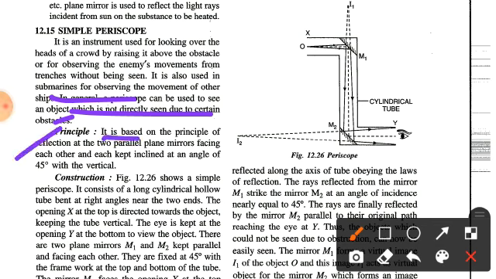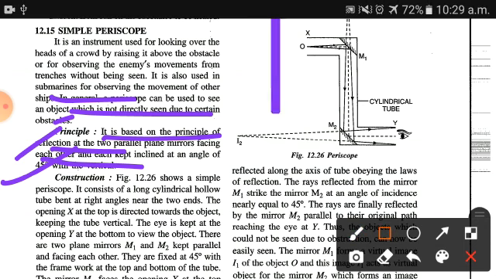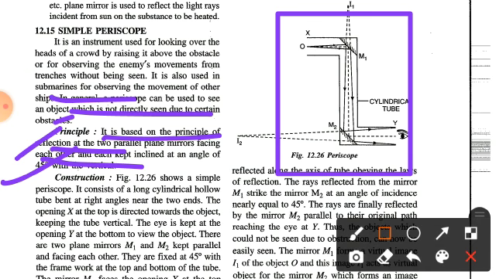It is based on the principle of reflection at two parallel plane mirrors facing each other, each kept inclined at an angle of 45 degrees. You can see here the figure of the periscope. Clear? I'm not going into depth to describe the construction. You can read it by yourself, and if you still feel any doubt you can ask me in the comment section.